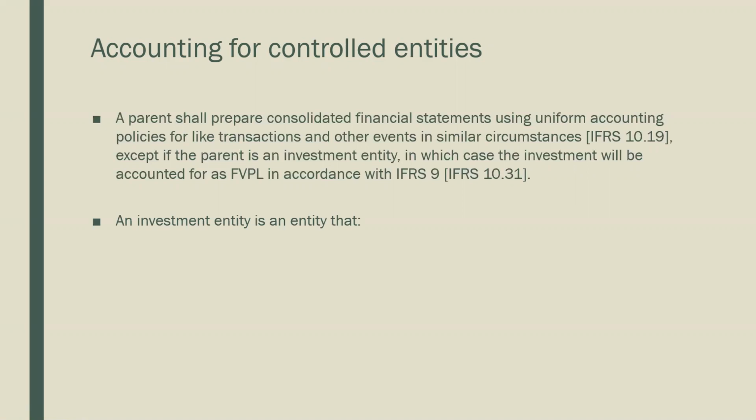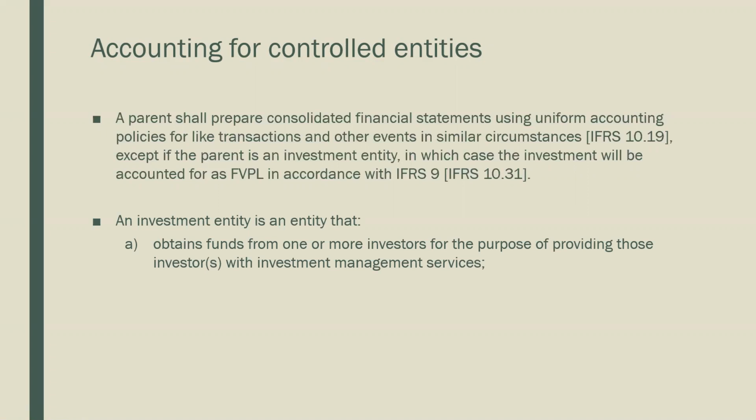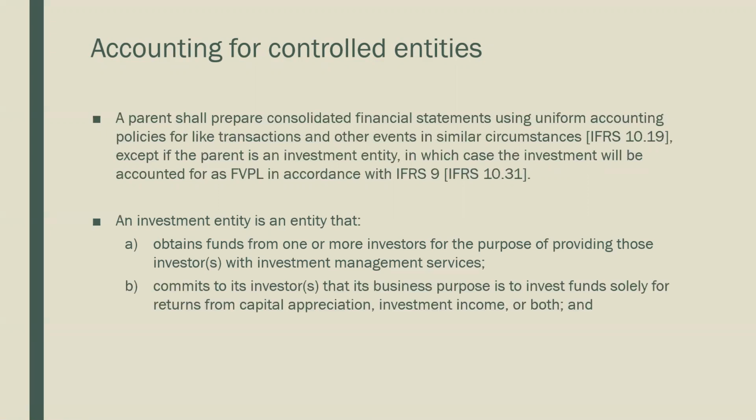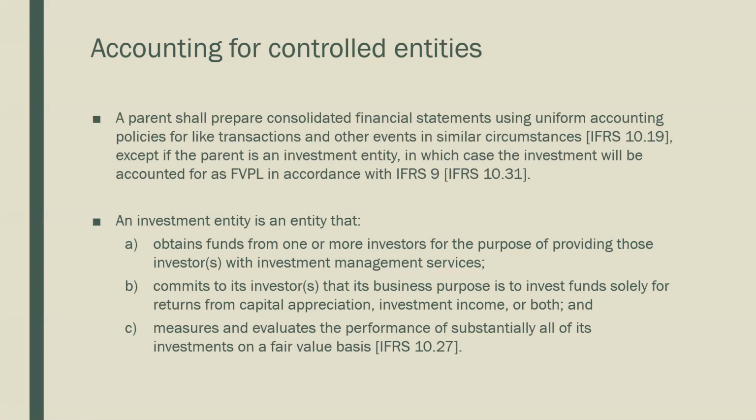It's an entity that obtains funds from one or more investors for the purpose of providing those investors with investment management services, commits to its investors that its business purpose is to invest funds solely for returns from capital appreciation, investment income, or both, and measures and evaluates the performance of substantially all of its investments on a fair value basis. So I was mentioning Berkshire Hathaway. If Berkshire Hathaway basically limits its activities to investment management and measures and evaluates the performance of all of its investments on a fair value basis, then it can claim to be an investment entity and therefore, even if it had controlling interests, it will not need to prepare consolidated financial statements.